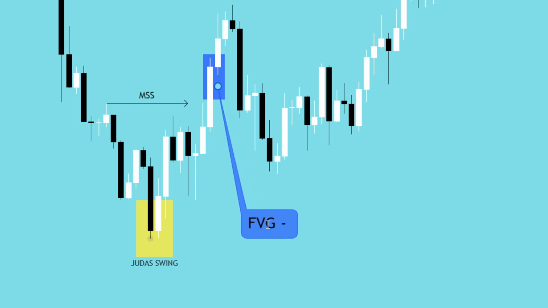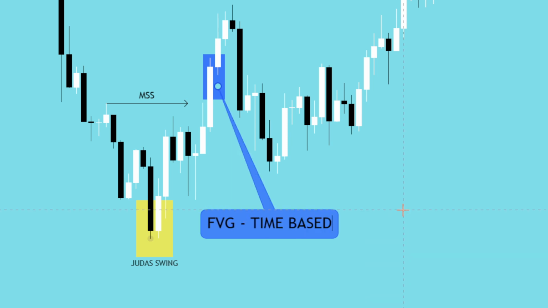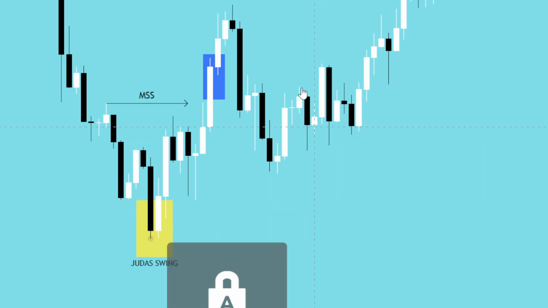It's a time-based fair value gap, right? So ICT concepts rely heavily on time. It's time and then price, right? So you want to ask yourself, at what time has this fair value gap presented itself? When has the fair value gap presented itself?